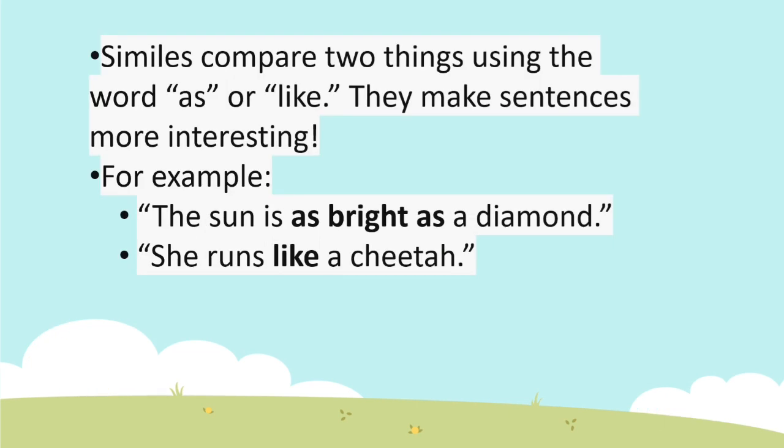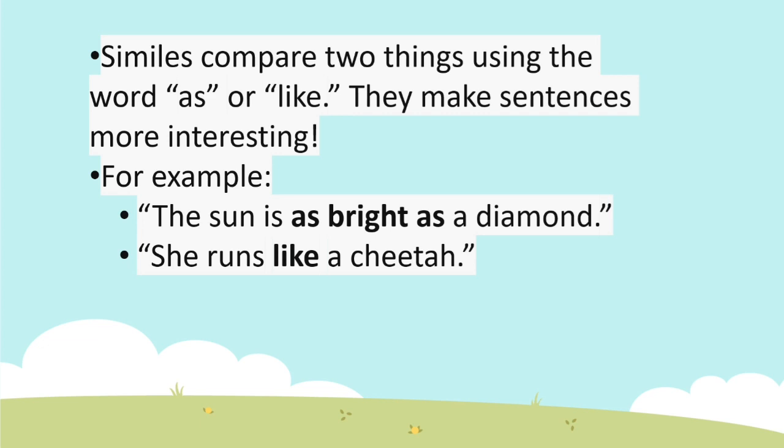One more use of "as" is similes. So what are similes? Similes compare two things using the word "as" or "like". So they can make the sentences more interesting. For example, the sun is as bright as a diamond. Now here, if we say the sun is bright, it's a simple sentence, but when we are comparing the sun with a diamond, it's making the sentence more interesting, like the sun is as bright as a diamond.